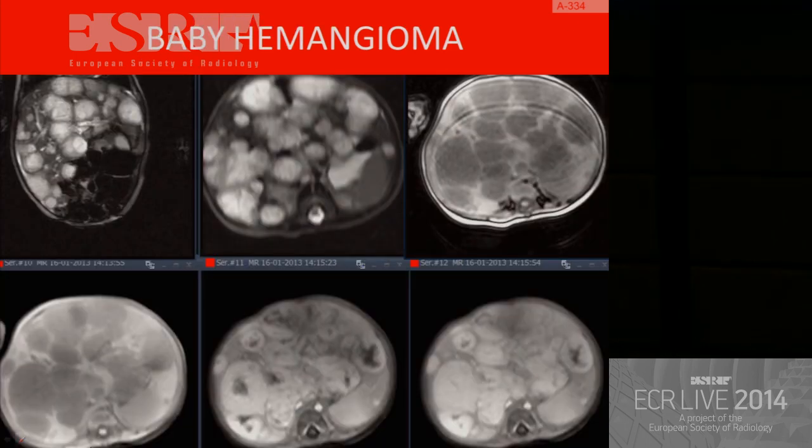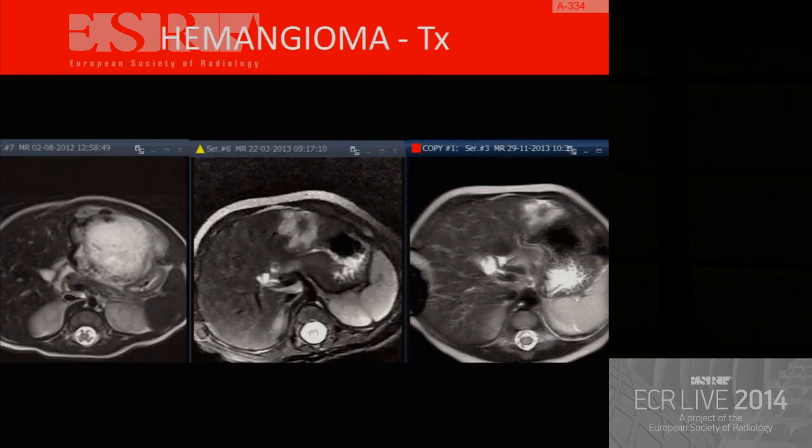So this is the baby hemangioma. You can see the circular enhancement on the arterial phase and complete filling of the lesion. And look at the T2 signal. So this is very helpful. And you can see that these are 6-month intervals. You can see after treatment in pediatric patients, hemangiomas can get smaller.